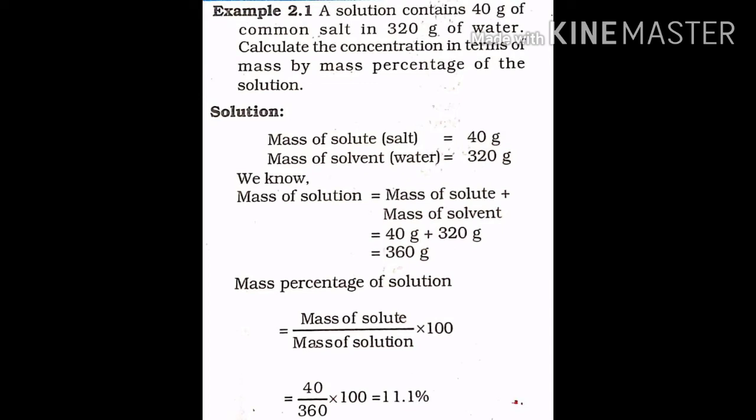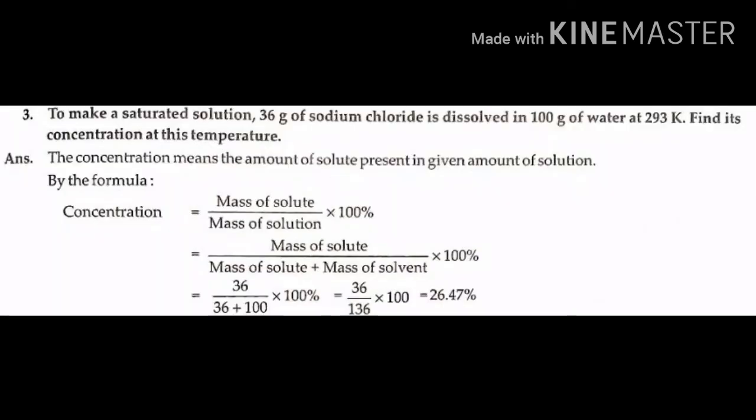Now, mass percentage of solution is equal to mass of solute by mass of the solution into 100. As per your problem, mass of the solute is equal to 40 divided by mass of solution, which is 360, into 100, which is equal to 11.1%. Let us discuss question number 3 on page number 18. To make a saturated solution, 36 gram of sodium chloride is dissolved in 100 gram of water at 293 Kelvin. Find its concentration at this temperature.